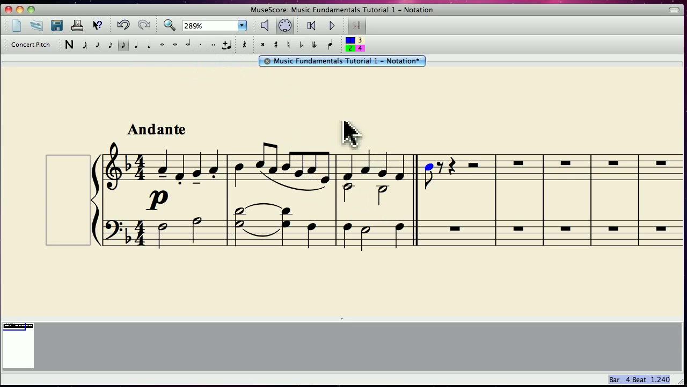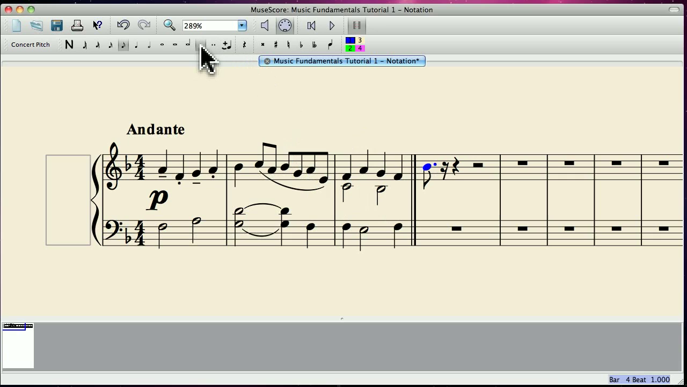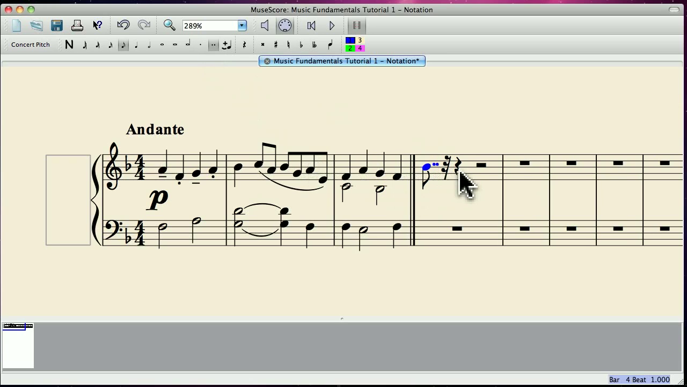Also, sometimes notes will have dots after them. So you can see I just put a dot in there, and sometimes they'll even have double dots. Again, we'll get into what all this means in a future tutorial.